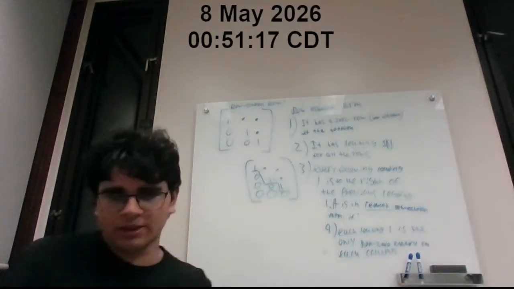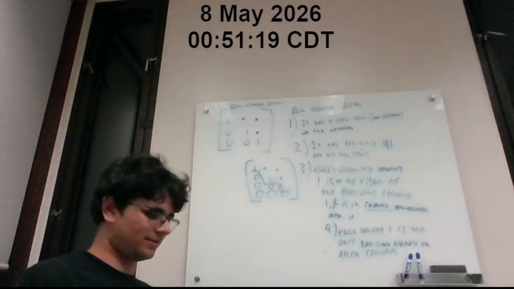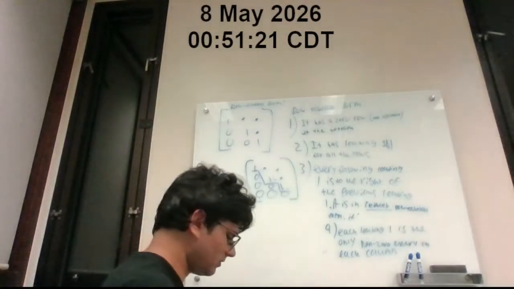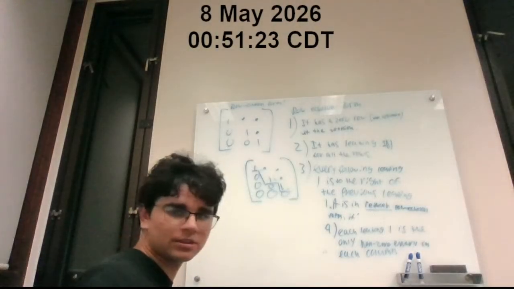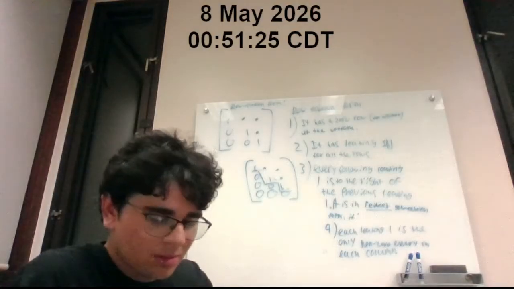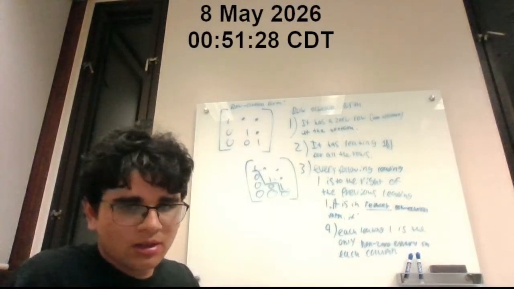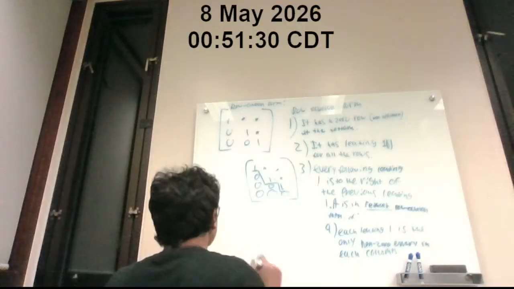In each column. All right. So that's kind of the gist of that. So this right here is row echelon form. But what would be an example of reduced row echelon form?